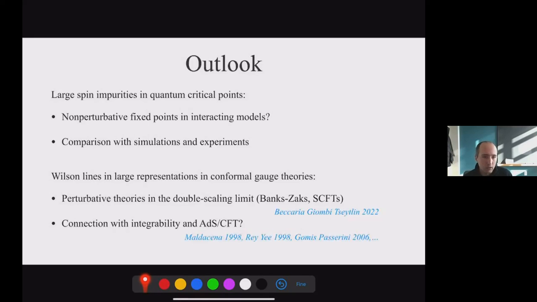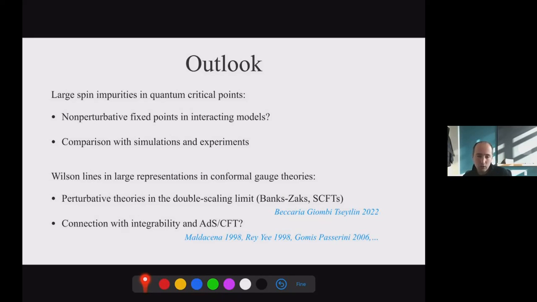The outlook is, of course, rather broad. For impurities, there are more models to study, and most importantly, comparison with simulations and experiments. For the Wilson line problem, we want to study, of course, more perturbative theories, possibly in a double scaling limit similar to the one that I described for impurities. And in fact, this was already partially done in the superconformal case by Professor Sieberg and collaborators, as I also found out the other day. But there is also the question about non-superconformal field theories that are Banks-Zaks fixed points, which I think in principle are amenable to this treatment as well.